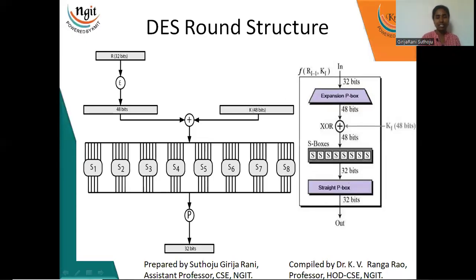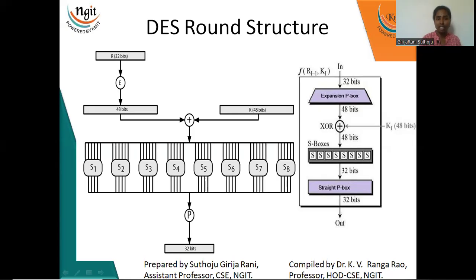Hi students. In the previous session, we discussed how 32 bits are converted into 48 bits by using the expansion box and XOR with the K bits, and then you go to the S box. Now, what happens in the S box is very simple. You will have 8 blocks of 6 bits each, and you have to convert this into 8 blocks of 4 bits each.